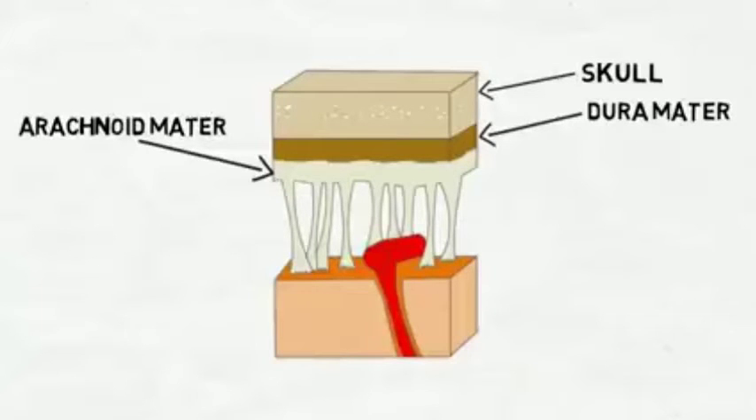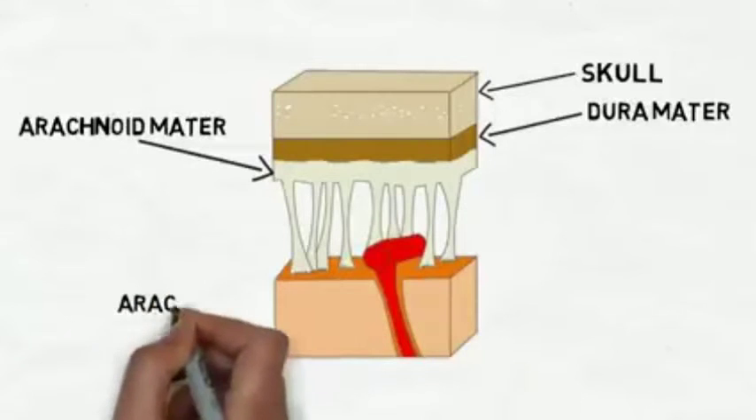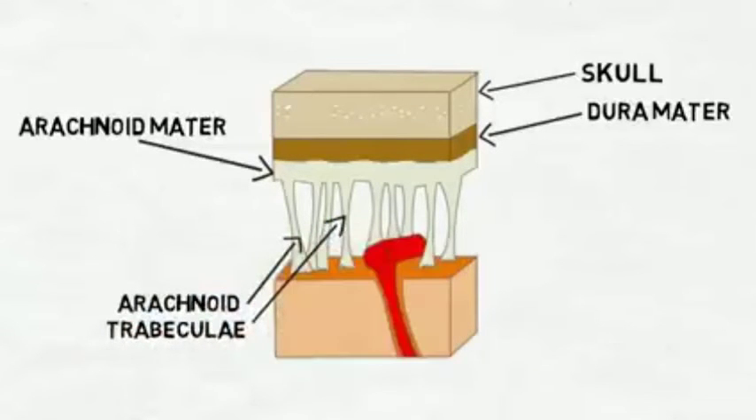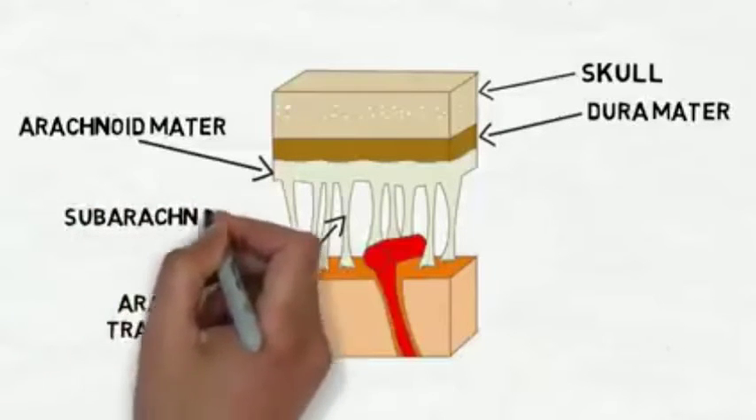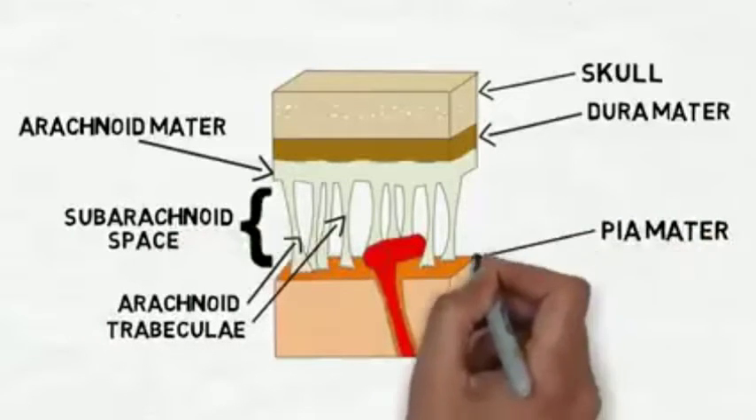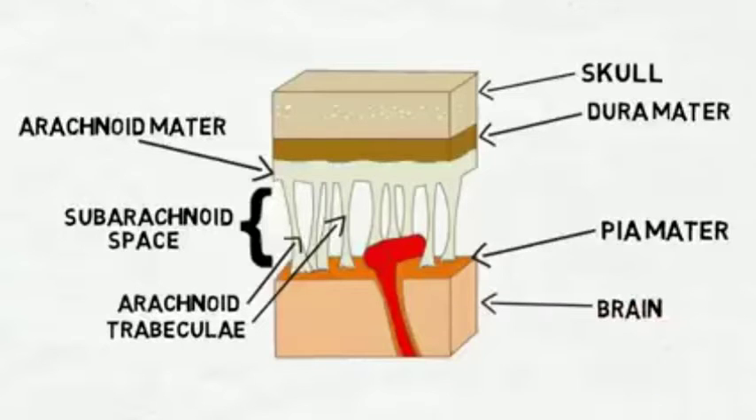It is very thin compared to the dura mater, and it contains strand-like tissue which is called arachnoid trabeculae. The arachnoid and pia mater are separated by a thin space called the subarachnoid space, which is filled with cerebrospinal fluid. The third layer is the pia mater, the innermost membrane, which lies near the brain. It is a very thin layer and it is highly vascularized.